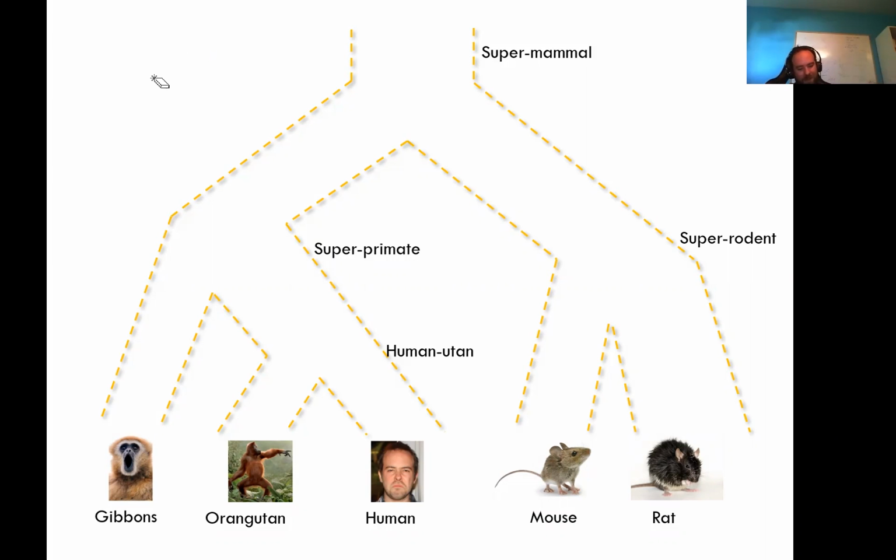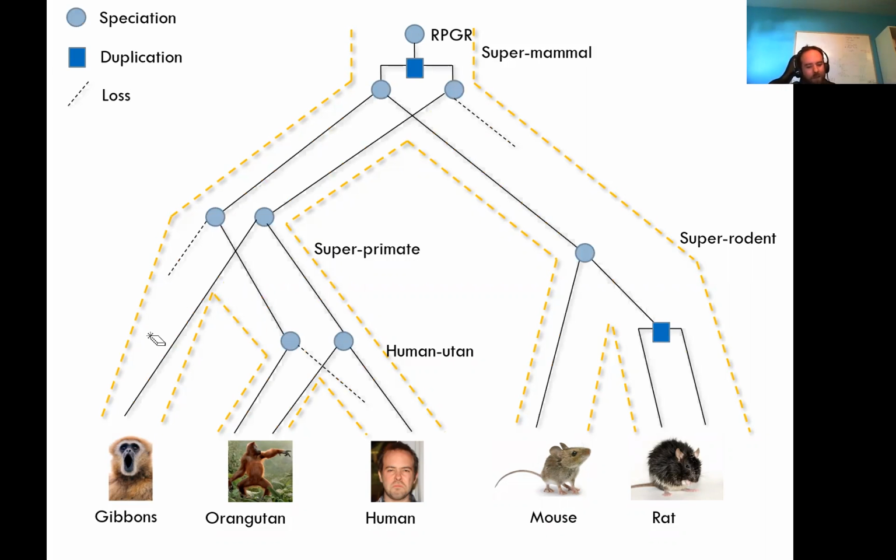So that's a species tree. We assume tree-like evolution, no hybridization or stuff like that. And I will focus on the history of a single gene that belonged to the super mammal. So what you can do is trace the evolution of that particular gene along the species tree, and you get something like that. The history of that gene with speciation events, which are usually the circles, or duplication events.